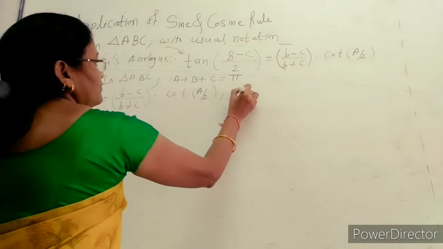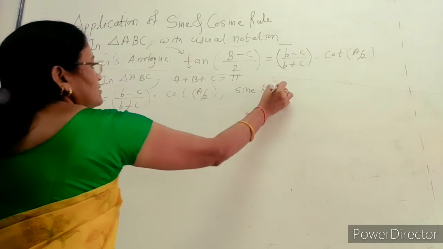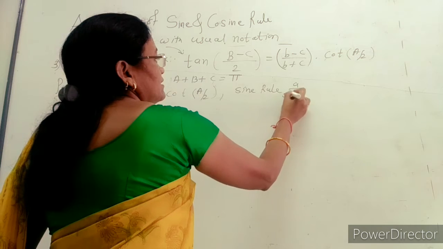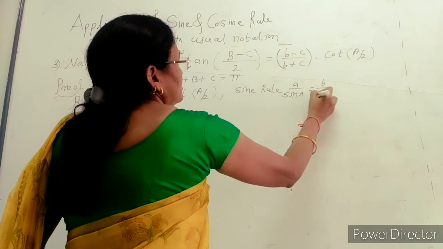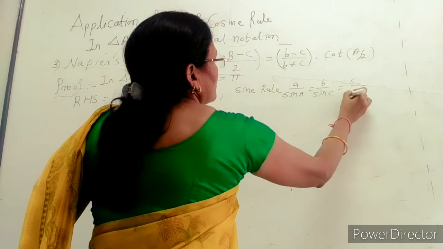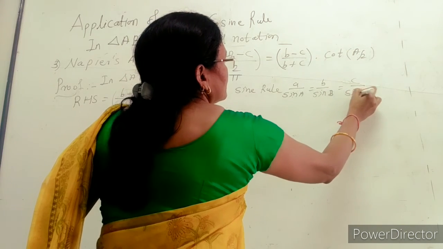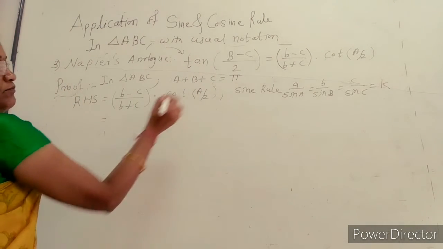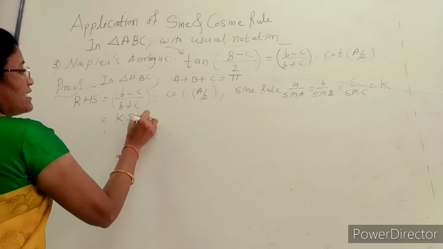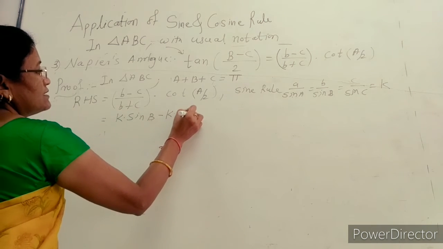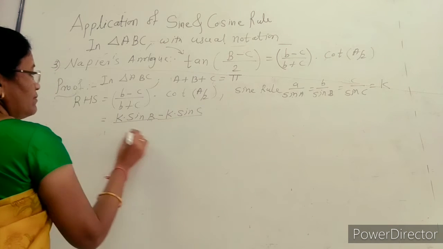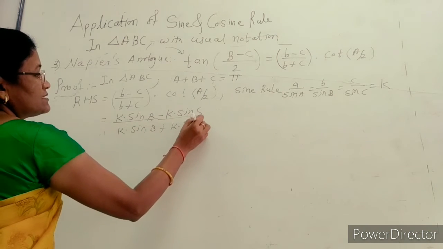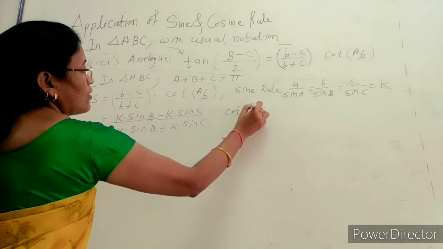Now by using the sine rule, we get a upon sin A equal to b upon sin B equal to c upon sin C, which is equal to k. So with the help of this, we can replace a: a is nothing but k times sin B minus k times sin C, whole divided by k times sin B plus k times sin C, multiplied by cot A by 2.